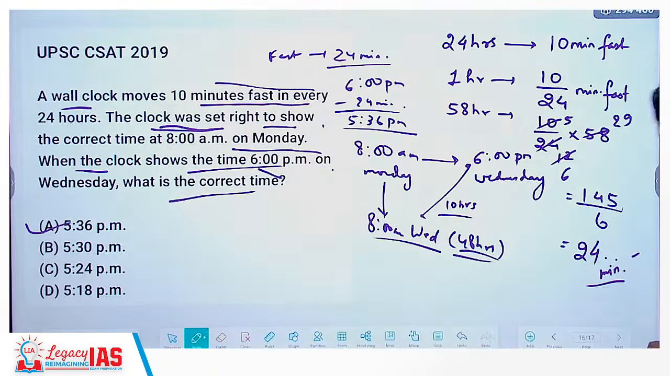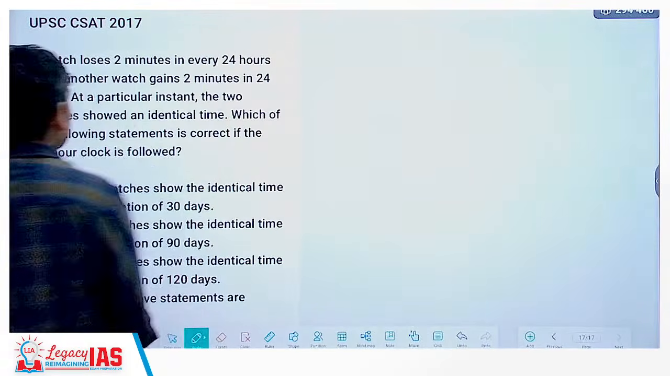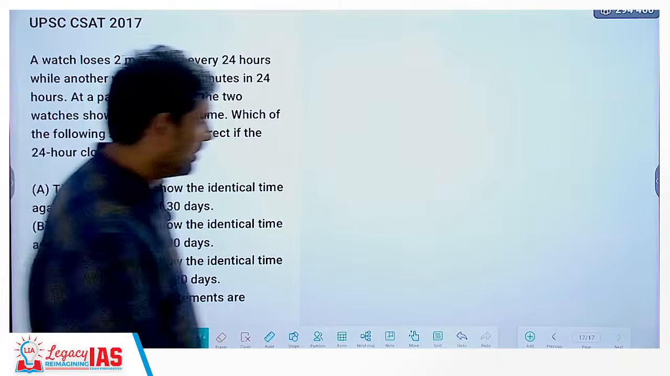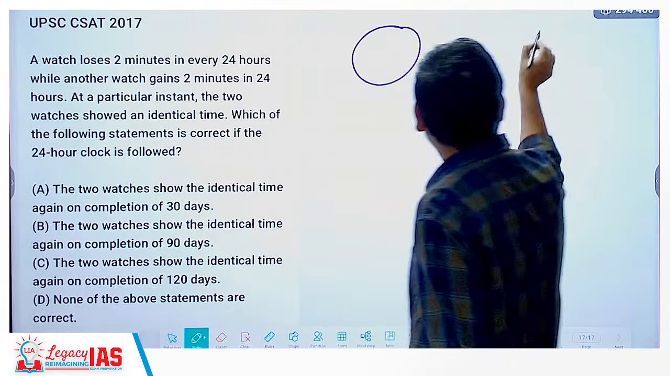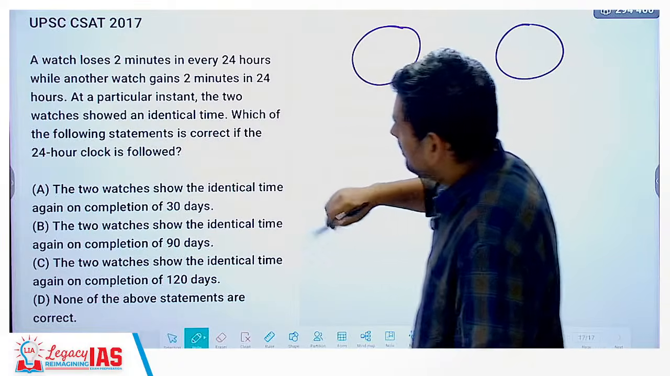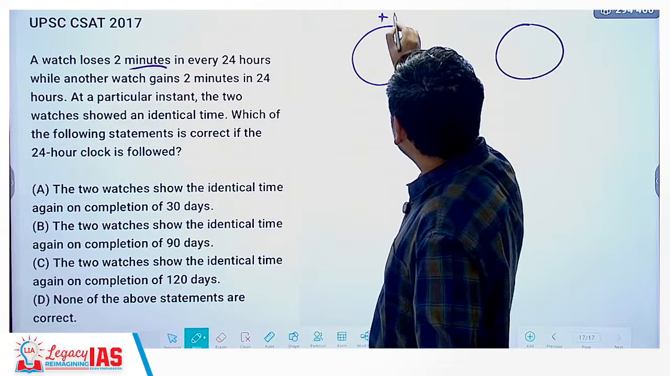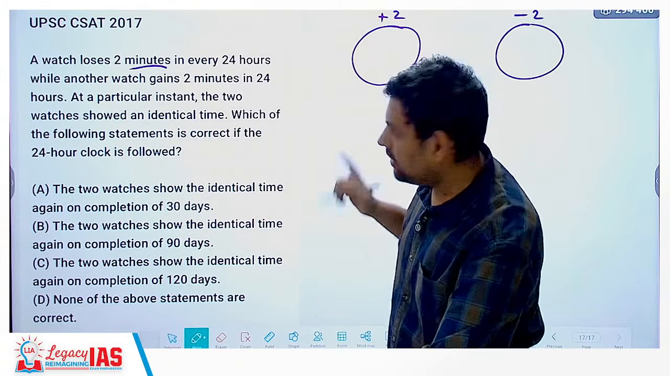Then next is this. A watch loses 2 minutes in every 24 hours, while another watch gains 2 minutes in every 24 hours. Okay. Now, these are 2 clocks. One is gaining 2 minutes every 24 hours, so this is plus 2. The other is losing 2 minutes every 24 hours.